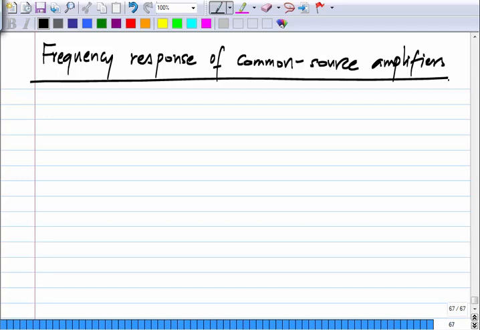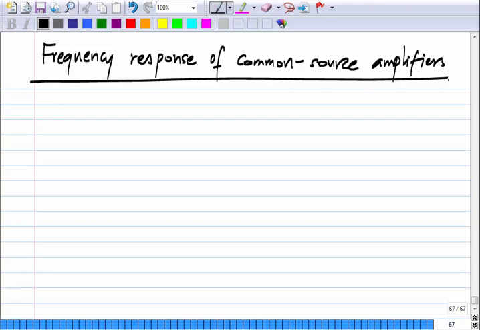In a MOS transistor or in any device, there will be parasitic capacitances between the terminals. Some of it is due to the intrinsic nature of the device, some of it is due to the terminals that are drawn out and so on. Okay. So, in a common source amplifier, you can expect capacitors between every pair of terminals. There will be three of them.